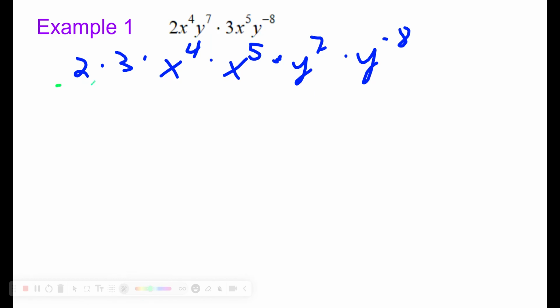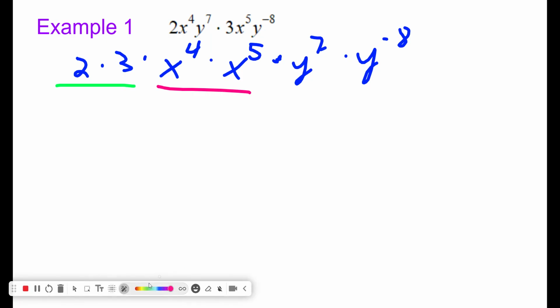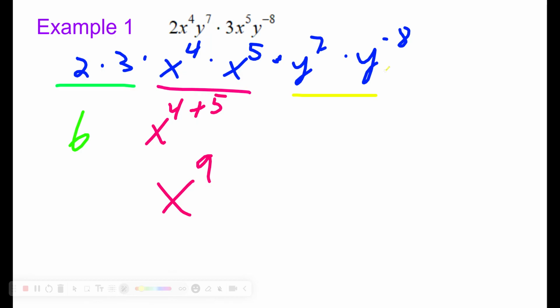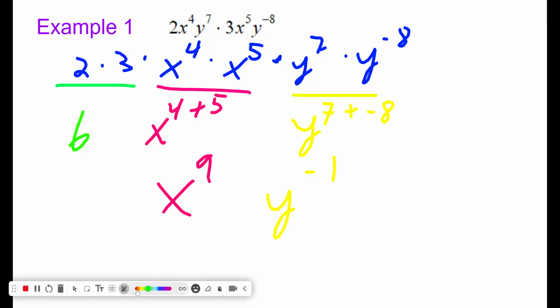For color coding these, we're definitely going to combine these. Definitely going to add those with the same base and those with the same base. In the green, 2 times 3 is 6. In the pinkish color, x to the 4 plus 5th exponent is going to be x to the 9th. And yellow here, y to the 7th power times y to the negative 8th power, 7 plus negative 8, I believe that's negative 1. And keep the 6 here.